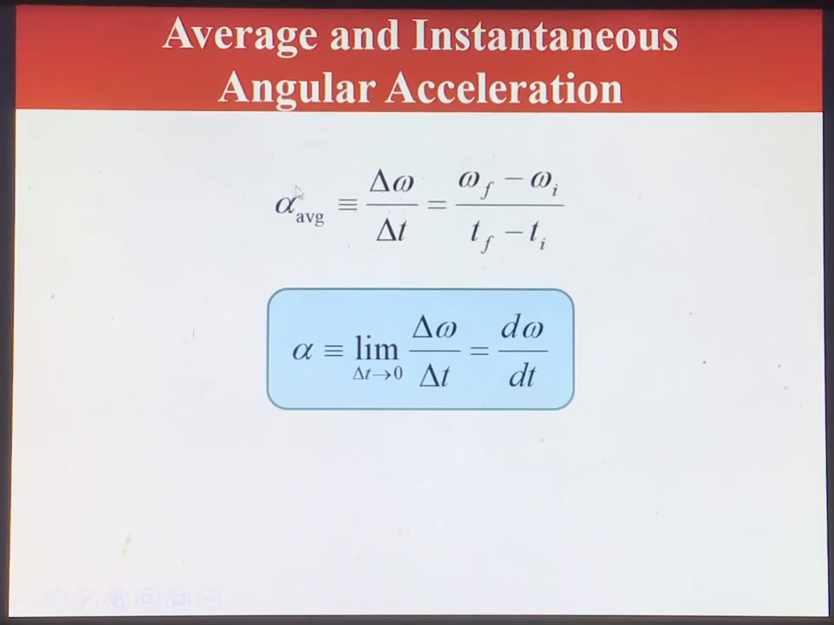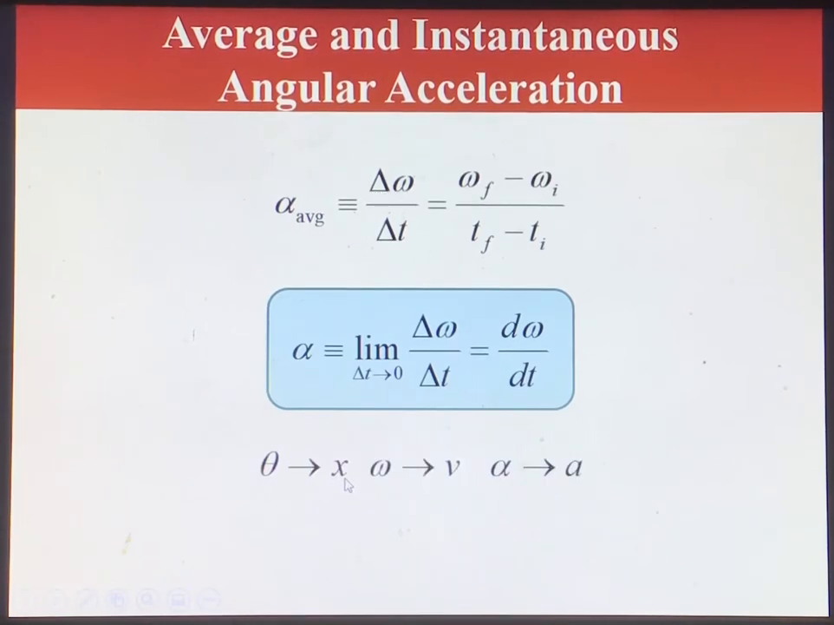Now, just as we can define the average value of the angular acceleration, we can also define the instantaneous value of the angular acceleration. And the instantaneous value of the angular acceleration, we calculate using this equation. It's just the derivative of the angular speed with respect to time.